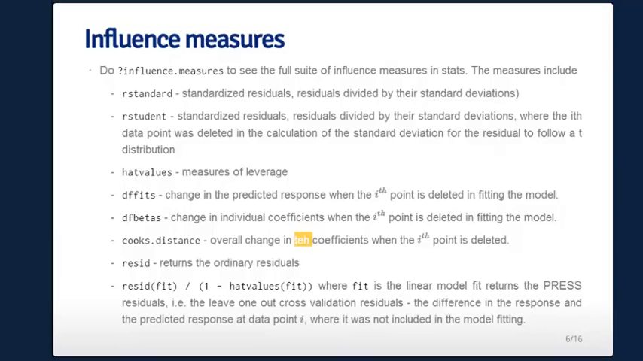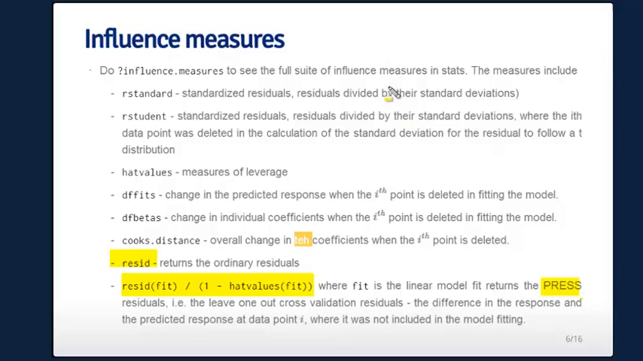resid returns the ordinary residuals here. This guy returns the ordinary residuals. And then this guy, if you just take resid and divide by 1 minus the hat values, I noticed R doesn't do this automatically, but it's so easy, why would you care? Where fit is the linear model fit, that returns the so-called PRESS residuals, which are the leave-one-out cross-validation residuals.